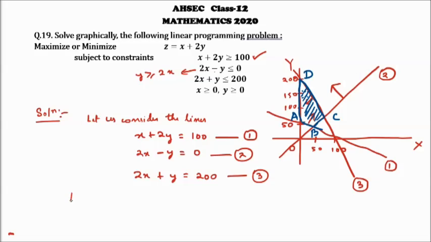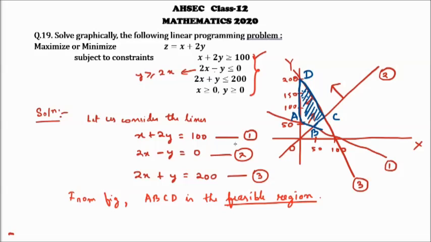Therefore I can say from the figure it is clear that A, B, C, D is the feasible region. By feasible region we mean the region which is satisfied by all the inequalities given in the constraints. Now our next task is to find the coordinates of these vertices A, B, C, D of this feasible region.